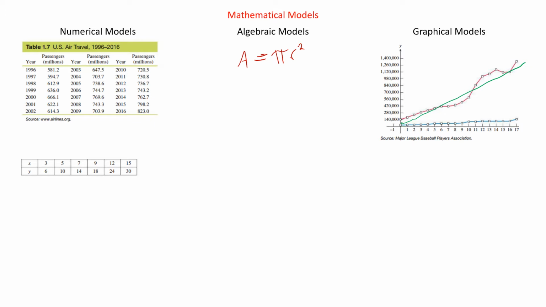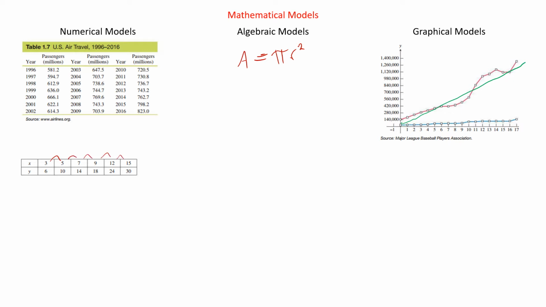Something like this. Here we have x and y. X goes 3, 5, 7, 9, 12, 15. And then y goes 6, 10, 14, 18, 24, and 30. And so what you want to do is, it's important that we can see the difference in the x's.